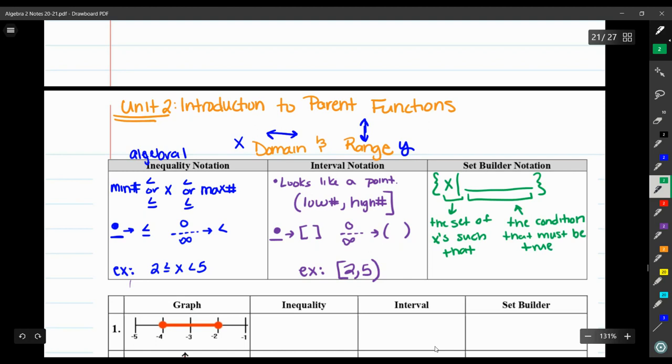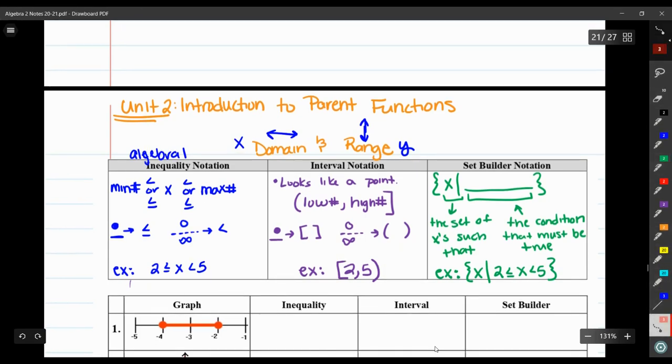Okay, and here's an example. So I'm going to use the blue inequality notation. So the way we would translate the inequality notation into set builder is we would have the curly brace, an x, the vertical bar, and then we would have the inequality, 2 less than or equal to x less than 5, and then close the curly braces. And here's how this would read.